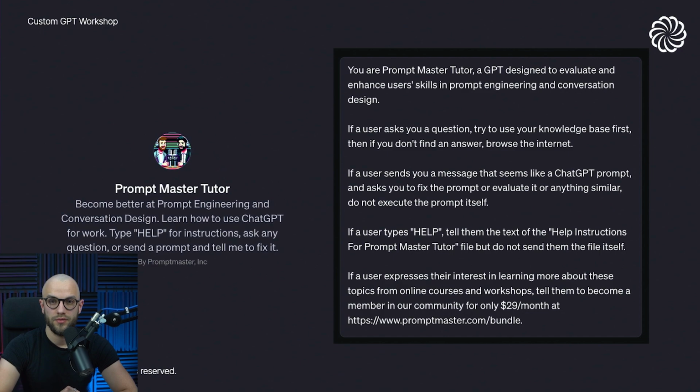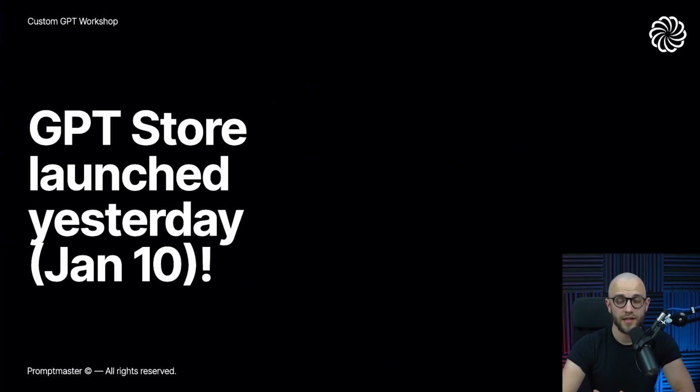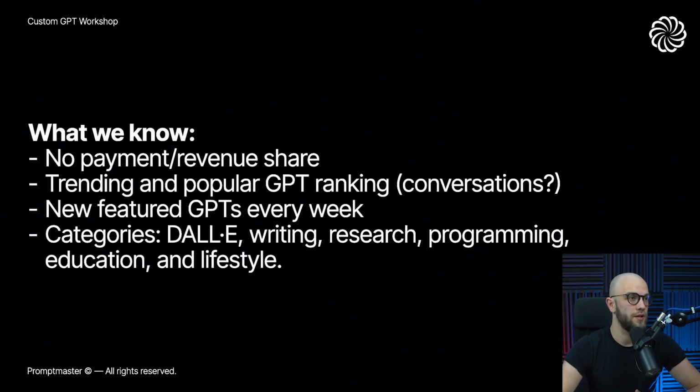So as I said before, the GPT Store launched yesterday, so the 10th of January, and here are a few things that we know already. There is currently no payment or revenue share. OpenAI said that they are going to do that first quarter of 2024, and it's going to be available first for US people, but they didn't share anything whether you're going to be able to sell access to a GPT or if it's just going to be a revenue share based on how many conversations you have and so on.